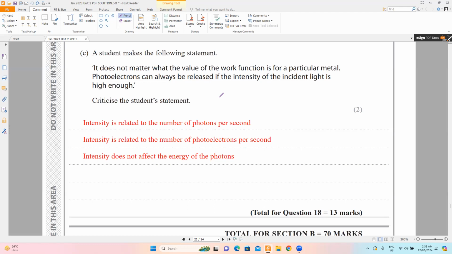Intensity does not affect the energy of the photons or the kinetic energy of the photoelectrons. What do these depend on? The energy of the photons as well as the kinetic energy of the photoelectrons depend on the frequency of light according to E equals hf.